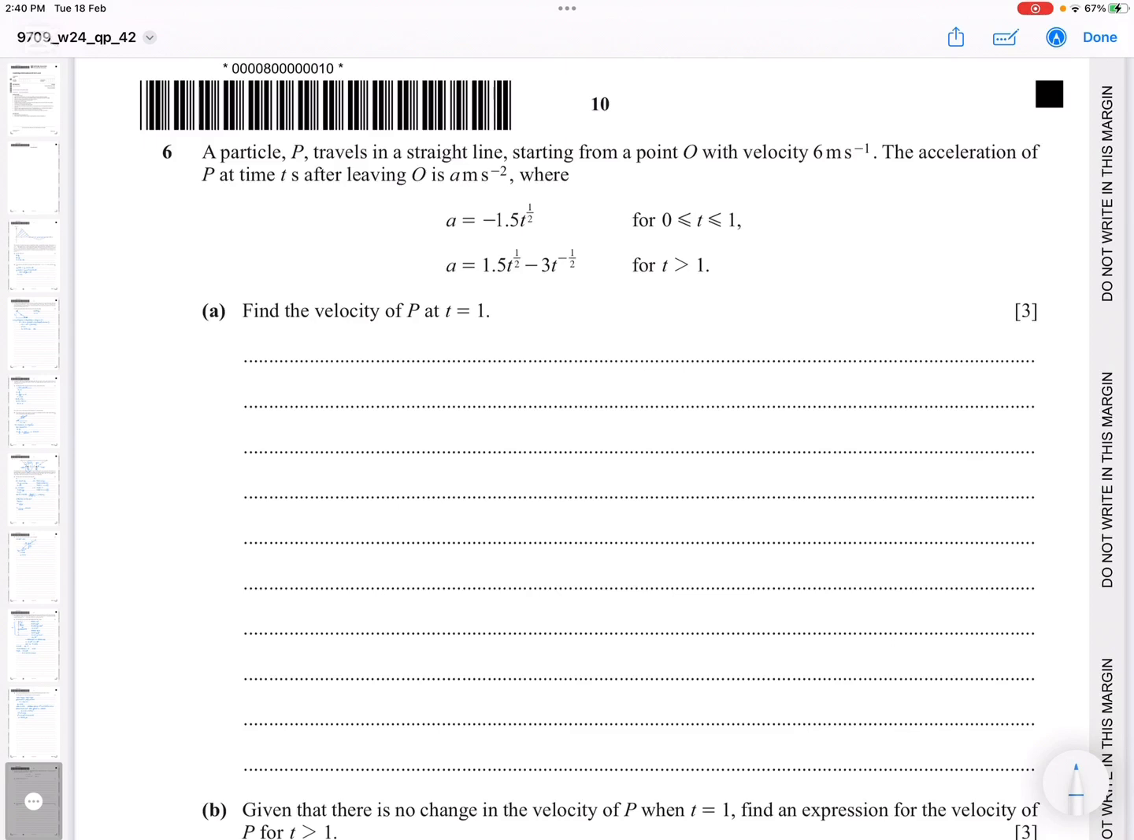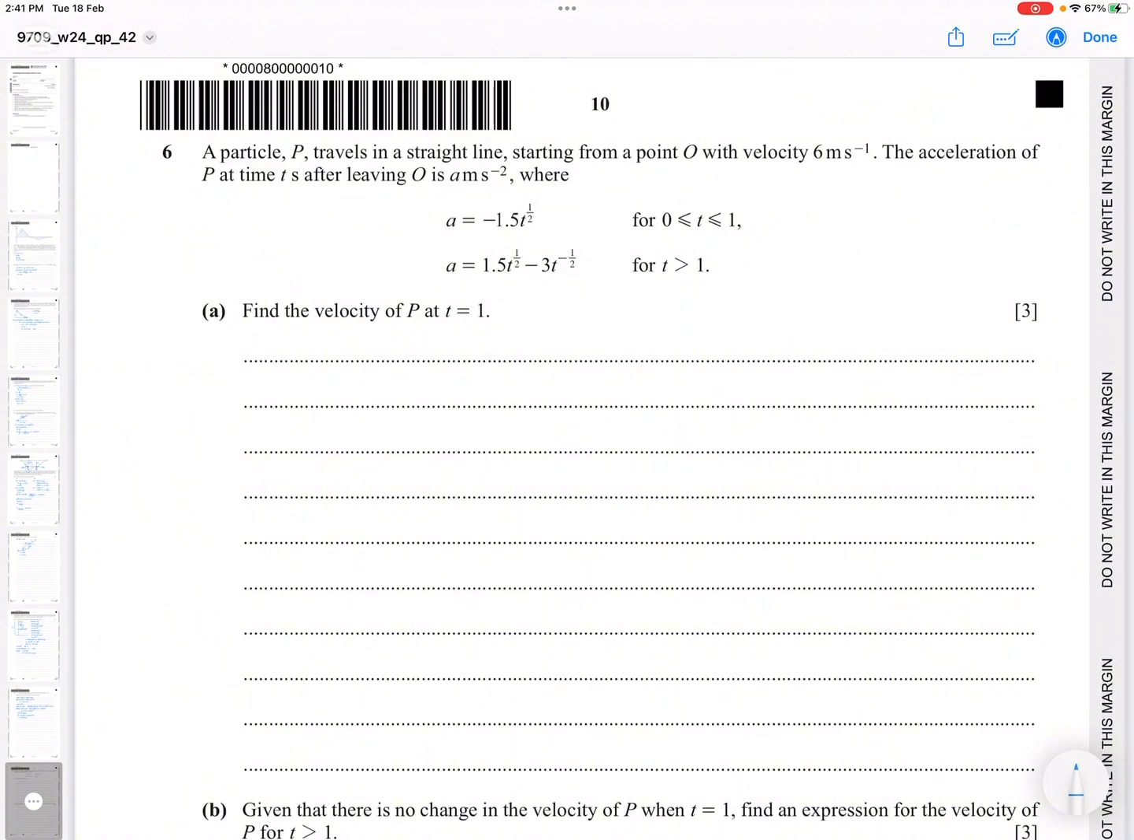Question number 6. A particle P travels in a straight line starting from a point O with velocity 6 meter per second. The acceleration of P at time t second after leaving O is a meter per second square, where a equals minus 1.5 t power 1 by 2 for t is less than or equal to 1 and greater than or equal to 0, and a is 1.5 t power 1 over 2 minus 3 t power minus 1 over 2 for t is greater than 1. Find the velocity of P at t is equal to 1.